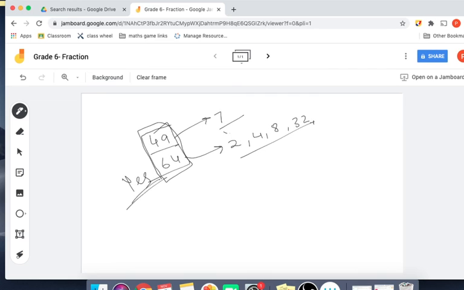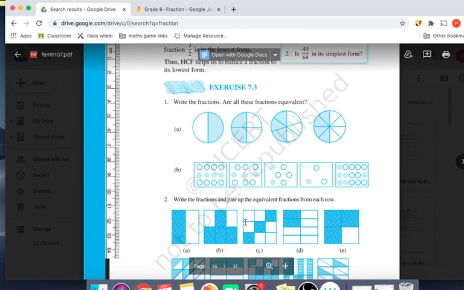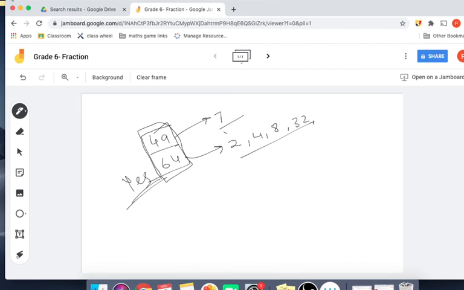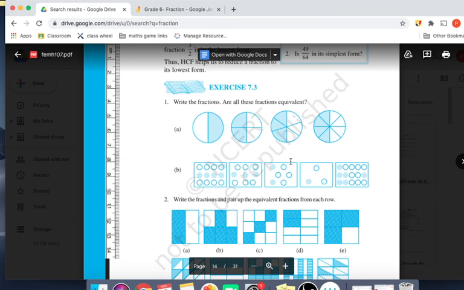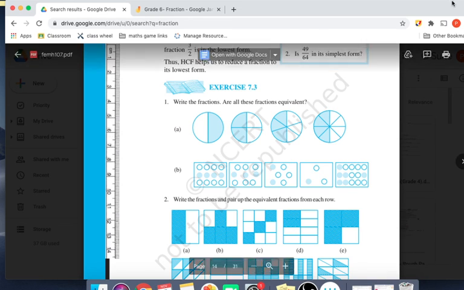Okay, so this is how we will do it. Now we will solve exercise 7.3. Exercise 7.3, first question is saying write the fraction, are all these fractions equivalent. You have to tell whether these fractions are equivalent or not. So let's try it.